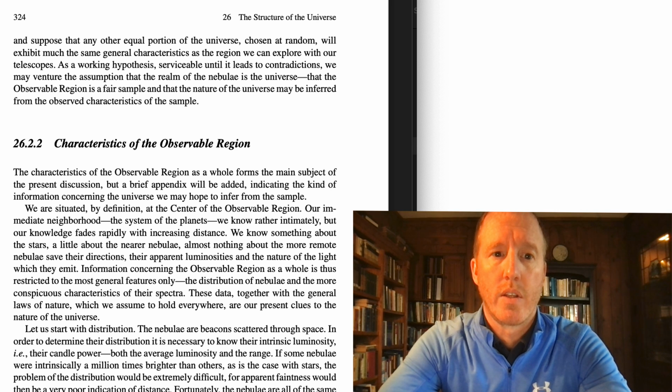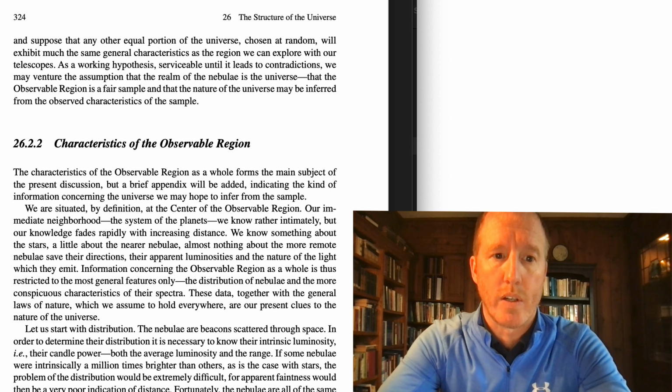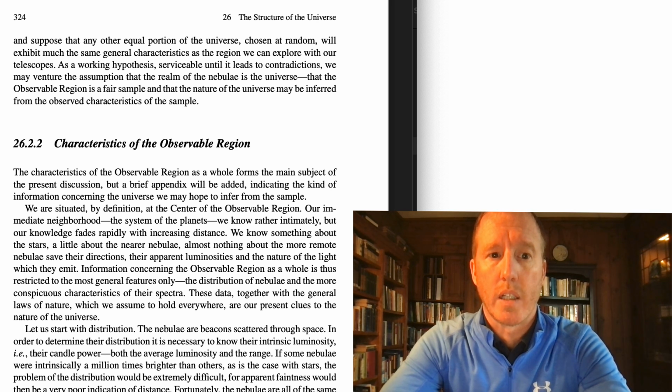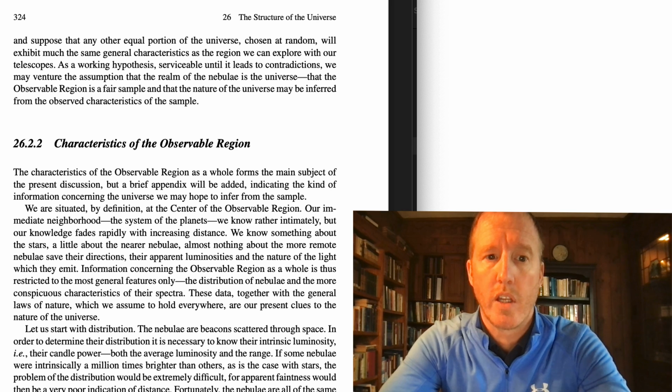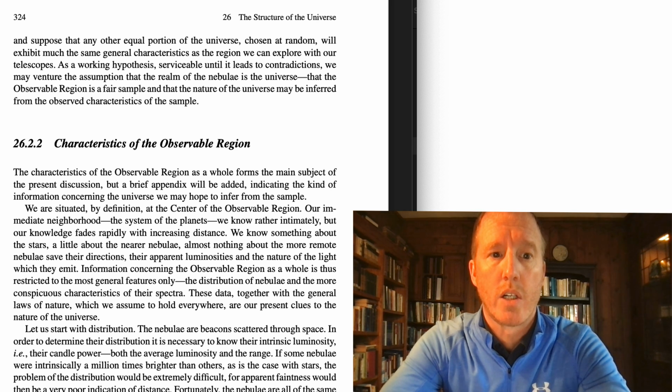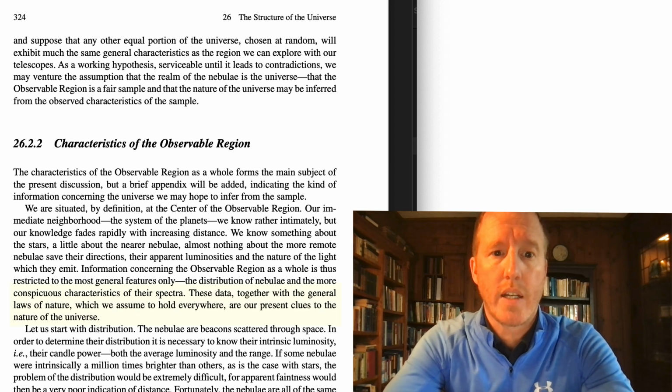Our immediate neighborhood, the system of the planets, or our solar system, we know rather intimately, but our knowledge fades rapidly with increasing distance. We know something about the stars, a little about the nearer nebulae, almost nothing about the more remote nebulae save their directions, their apparent luminosities, how bright they look to us, and the nature of the light which they emit. Information concerning the observable region as a whole is thus restricted to the most general features only, the distribution of the nebulae and the more conspicuous or obvious characteristics of their spectra. I'll say more about spectra in a few minutes. These data, together with the general laws of nature, which we assume to hold everywhere, are our present clues to the nature of the universe.